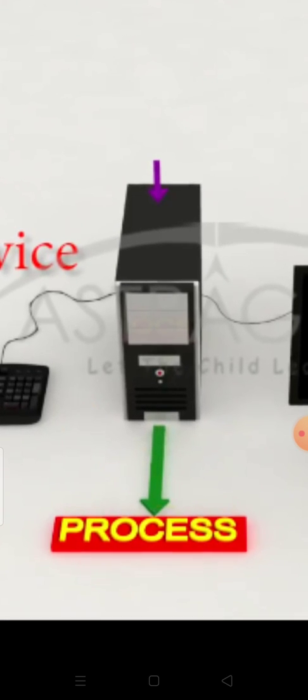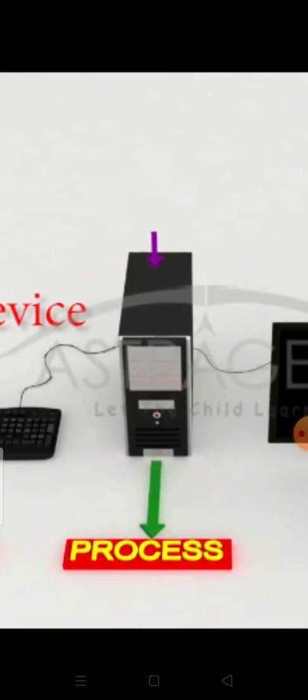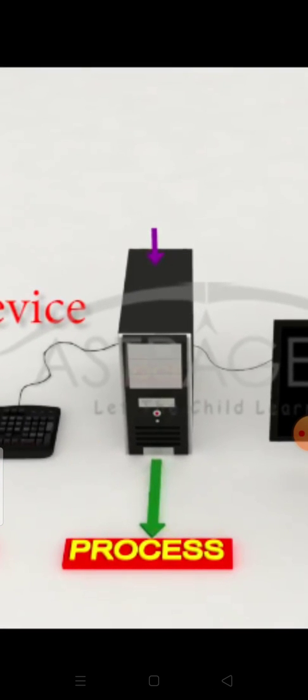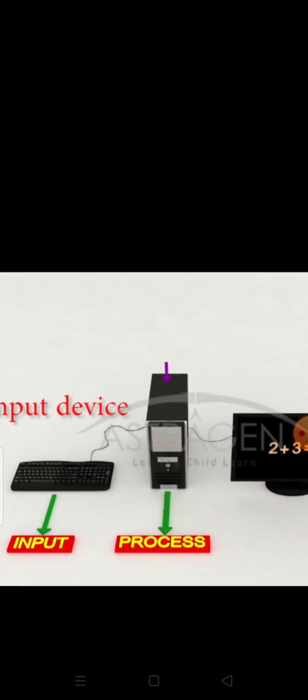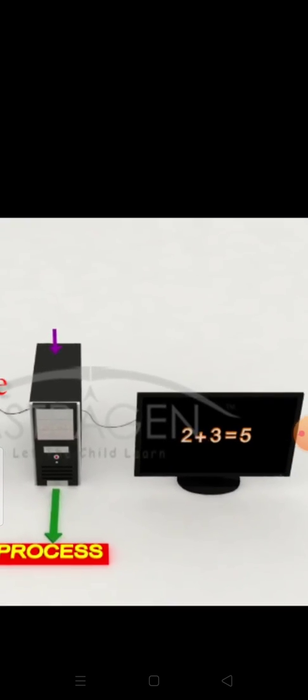It controls everything in the computer, does all the work, and uses an output device like the monitor to show the result. That's why we call the CPU the brain of the computer. What is it? It's the brain of the computer.